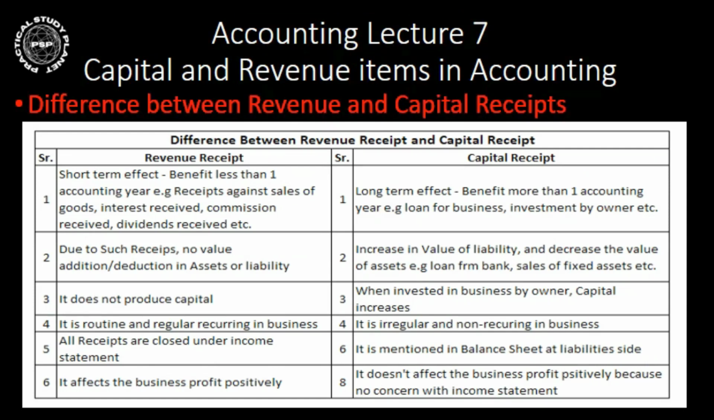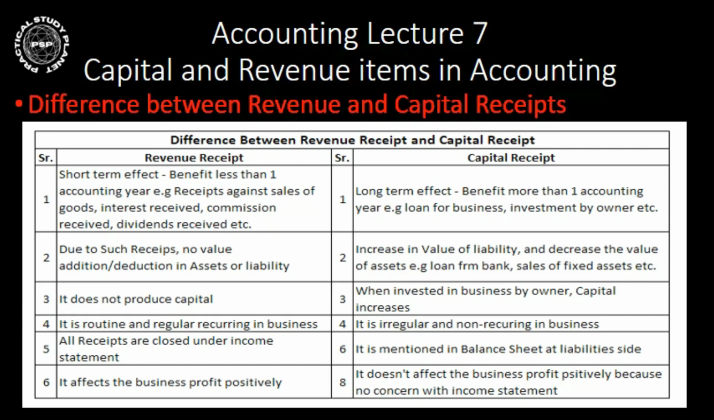Now the difference between revenue and capital receipts. The first one, revenue receipt: short-term effect, benefit less than one accounting year. For example, the receipts against sales of goods, interest received, commission received, dividends received, etc. Whereas the capital receipt: long-term effect, benefit more than one accounting year. For example, the loan for the business, investment by the owner.